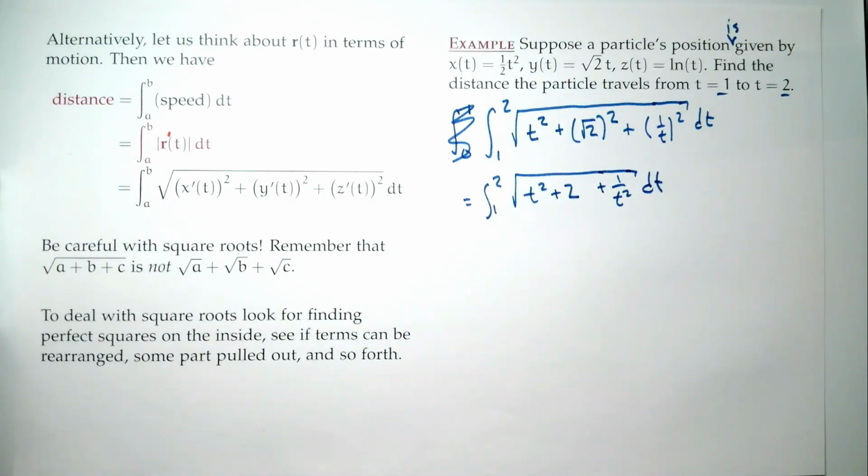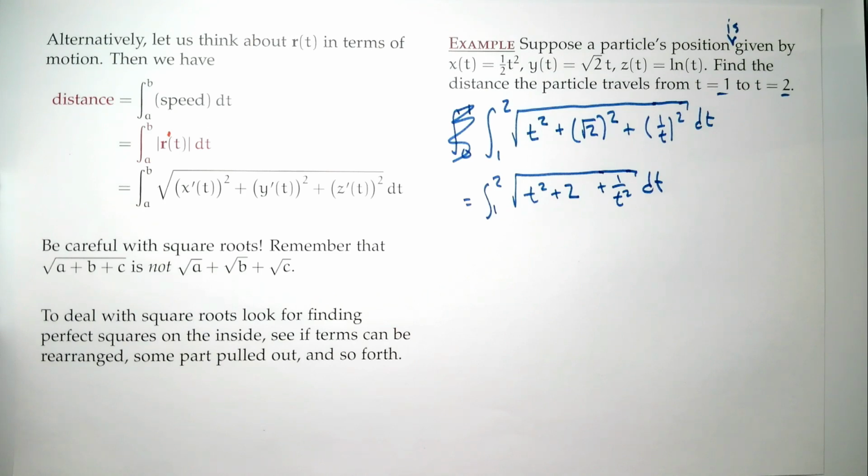Any ideas? Multiply everything by t squared inside the square root. Find a perfect square. Okay, it's probably a good strategy. You should hope something factors. You really, really want factoring to occur.